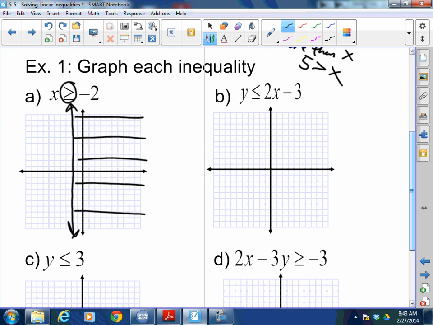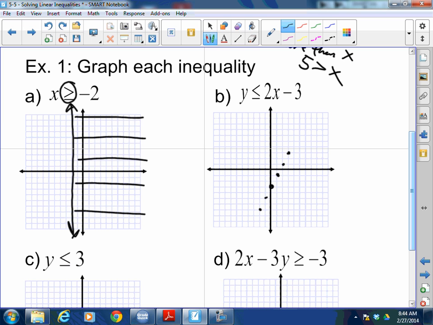Y is less than or equal to 2x minus 3. What's my y-intercept, please? Negative 3. What's my slope, please? Up 1, 2 over 1. Go backwards. Down 1, 2 over 1.